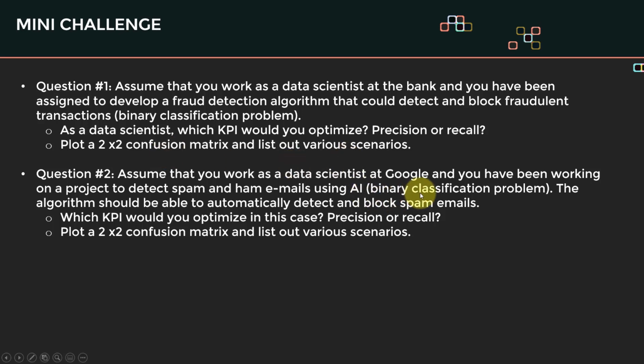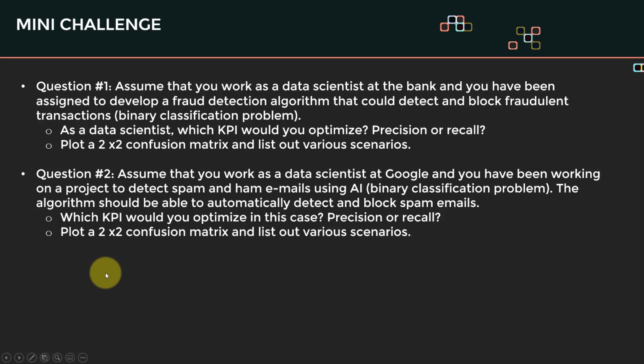And this is again a binary classification problem. The algorithm should be able to automatically detect and block spam emails. That's when the algorithm does it right, okay? So I want you guys to tell me as well, what KPIs would you optimize? Would you optimize precision or recall?